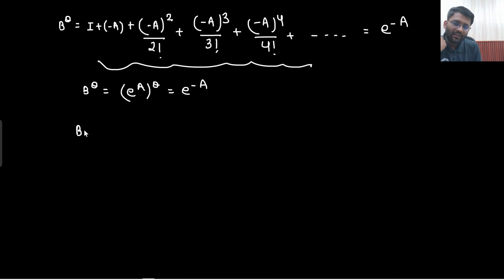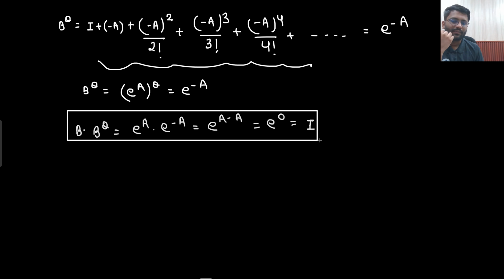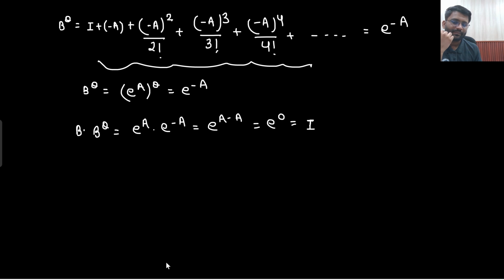So what is B dot B theta now? That is e to the power A multiplied with e to the power minus A. What will that become? A minus A, that would become e to the power 0. That would be the identity matrix, because every calculation we are doing is in the identity matrix. There you go. So what are we getting? B into B theta is coming out to be the identity matrix only.